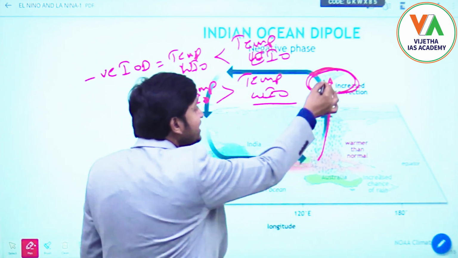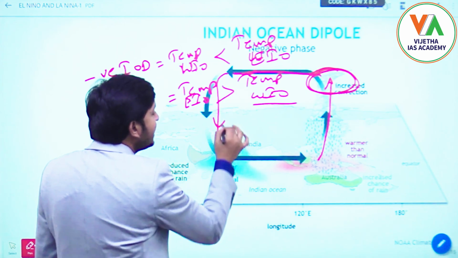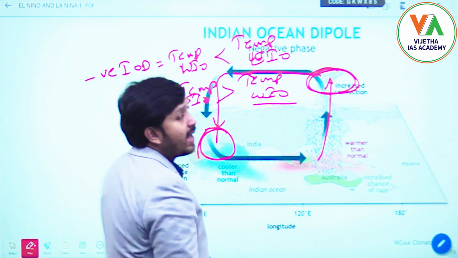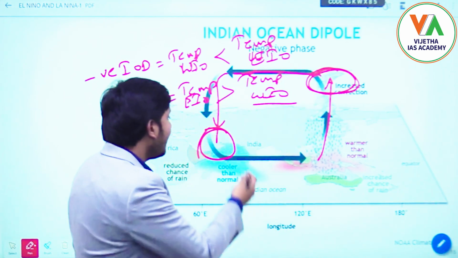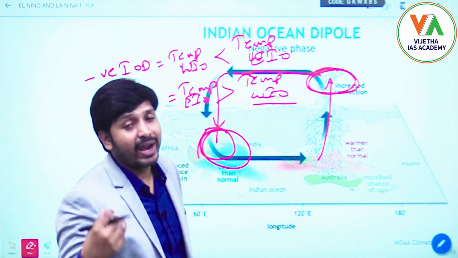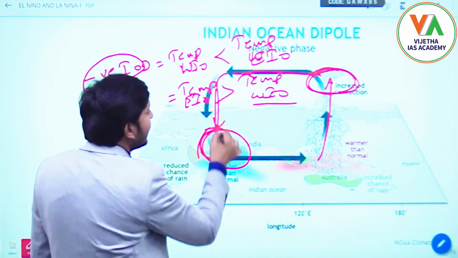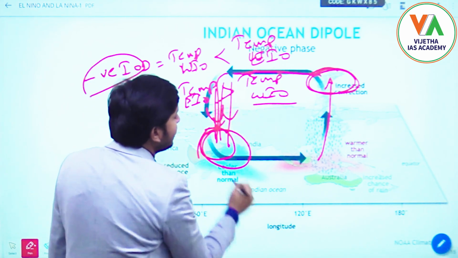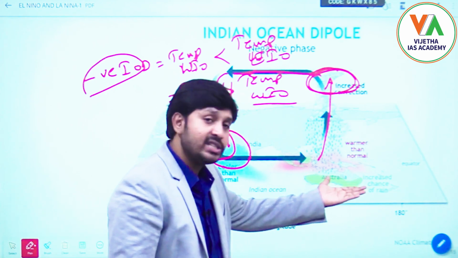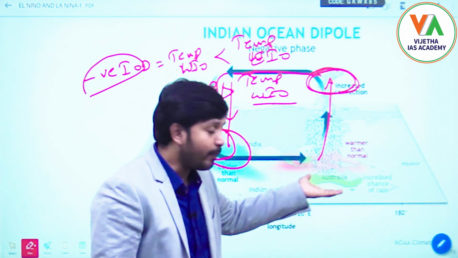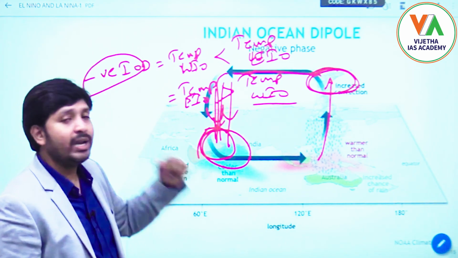But if you see, this air after traveling here will become cool, and cool air will try to descend here, and we know as air is descending it will not form any rainfall, so the entire Indian region will not receive any kind of rainfall during this negative Indian Ocean dipole, because the air has started descending here. Is it clear? So Australia and Southeast Asia is receiving rainfall during negative Indian Ocean dipole, but the Indian landmass will receive no rainfall during negative Indian Ocean dipole.